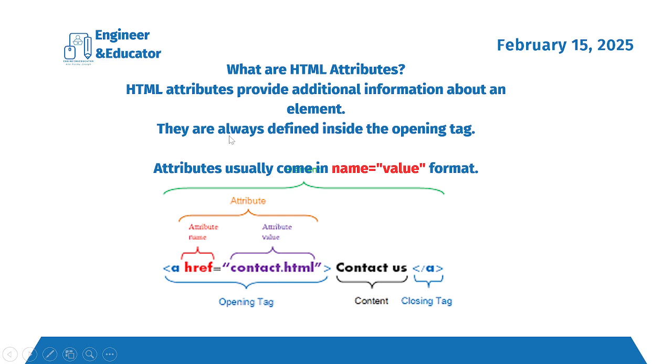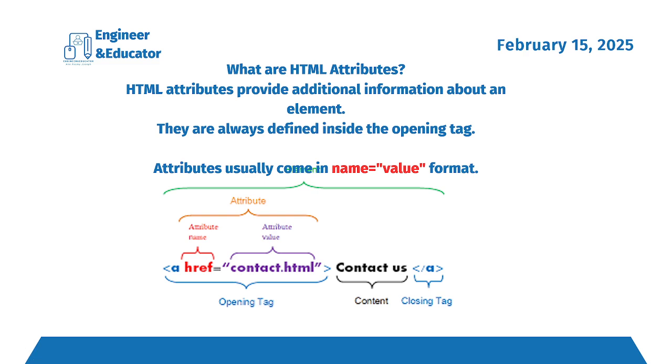They are always defined inside the opening tag. Attributes usually come in name is equal to value format. There will be a name for that particular attribute. Here the hypertext reference, that is href, is the attribute that we have used. Then where is it taking you? That is the information that it contains. When you click on contact us, it will take you to the contact.html page.